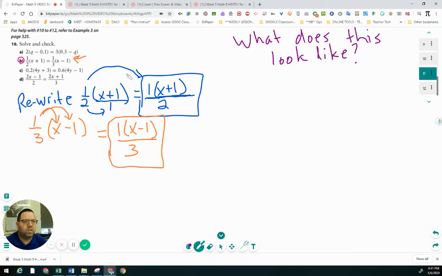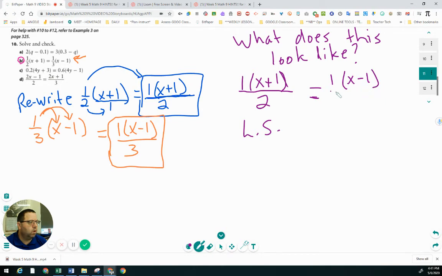Okay. So if this is the left side, and by the way, I don't really need to write an invisible 1 here, but I'll keep it in there just so you can see something with the cross multiplying. So I've got 1 over (x plus 1), all over 2. So there's your left side. And then your new right side is 1 multiplied to (x minus 1), all over 3. And there's your right side.